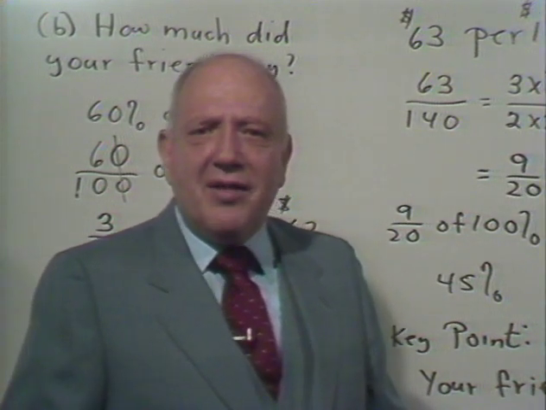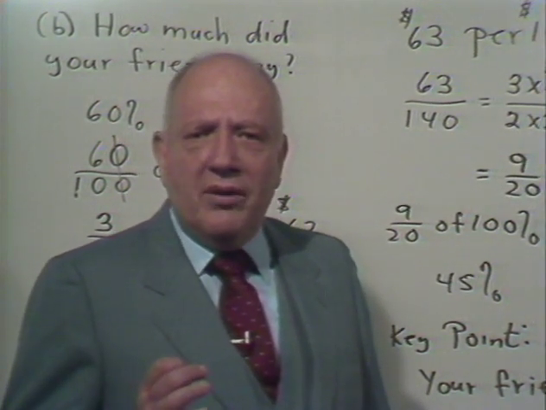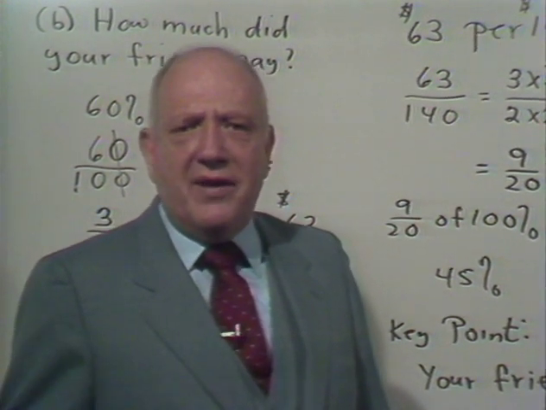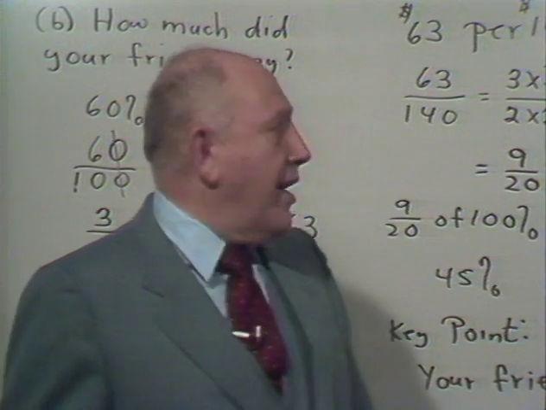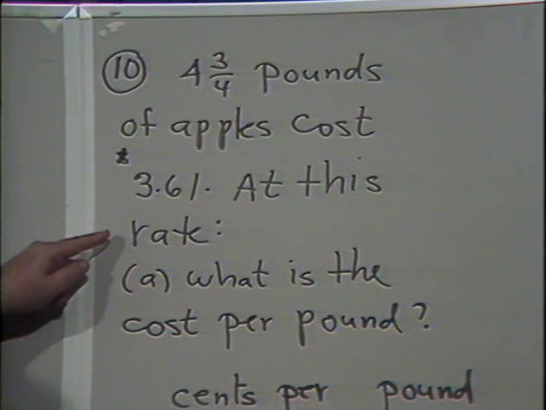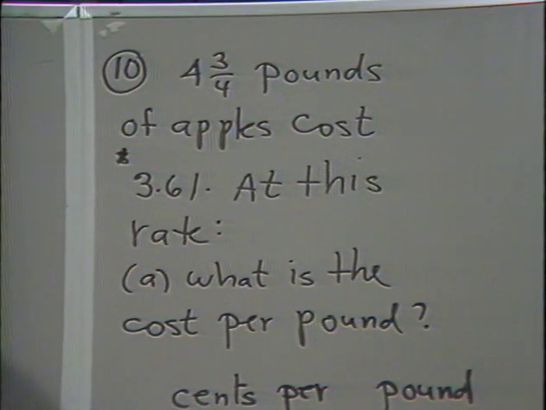But basically, let's go through one more word problem, and let me show you that even though the type of adjectives we're using have changed, the concept stays the same. Problem number 10 says 4 3/4 pounds of apples cost $3.61. And we're asked two parts of this problem. It says, at this rate, part A says, what is the cost per pound?